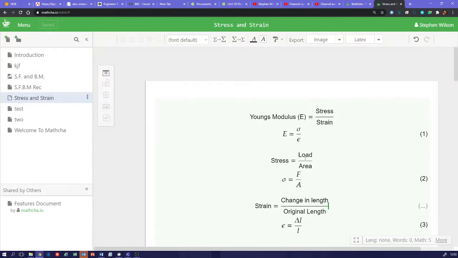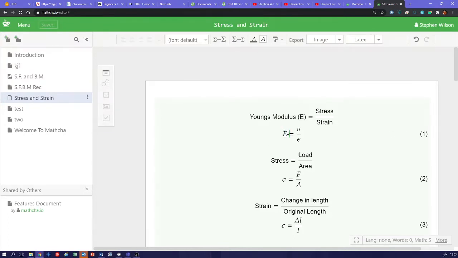Stress is load over area, so that's force divided by area, so that's newtons per meter squared, and Young's modulus is the same because strain has no dimension. And you might also remember that Young's modulus is useful because it marks the stiffness of a material. So the stiffer a material, the more load, more force we can put on it, and the less it will bend. So that's a useful measure.